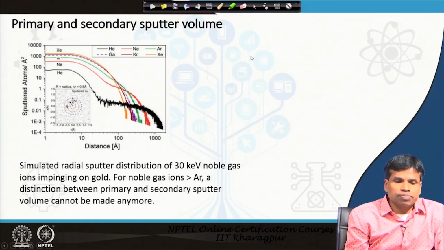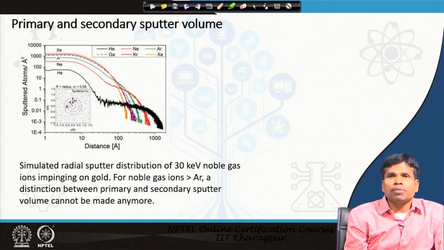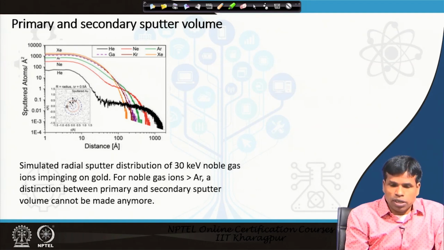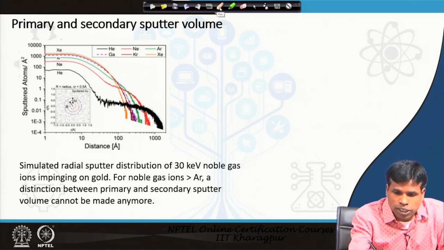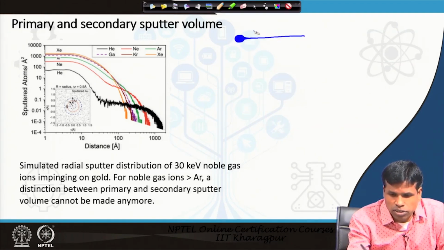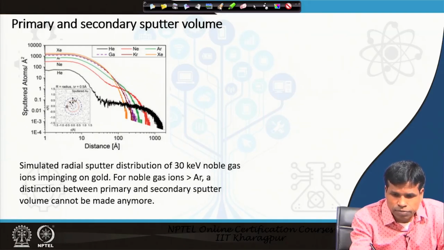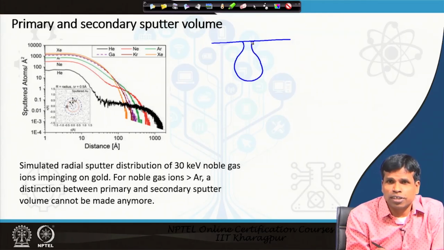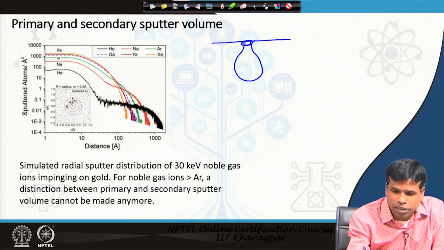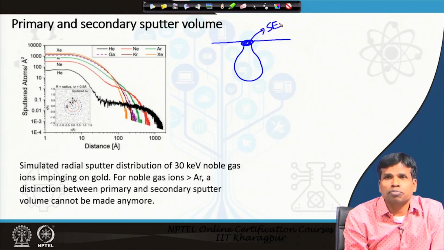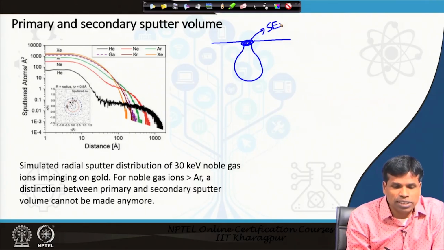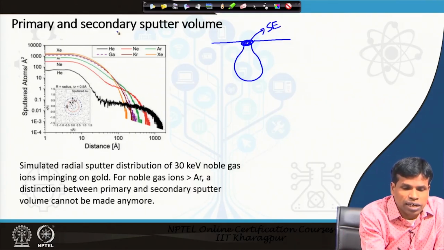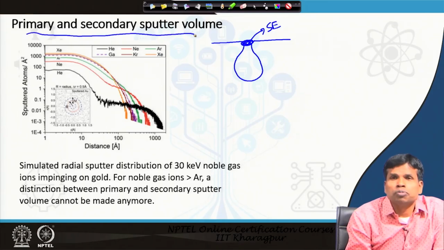We have been previously discussing the interaction volume. The interaction volume, which we have been discussing for electrons and ions, is like a teardrop shape. This is our interaction volume. We have been discussing only one thing: from this region the signals that come, that is secondary electrons, have been used for imaging purposes. But now, for the first time, we are coming to a primary and secondary sputter volume.